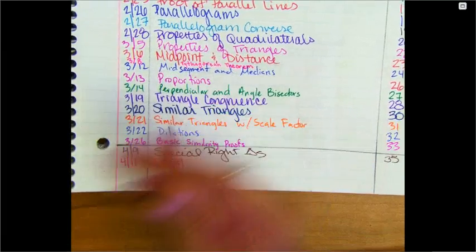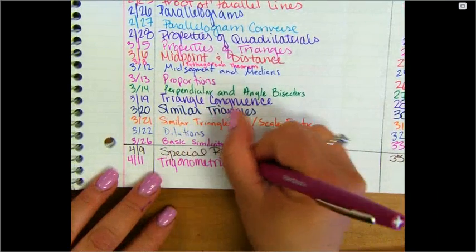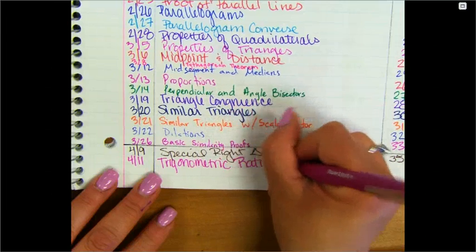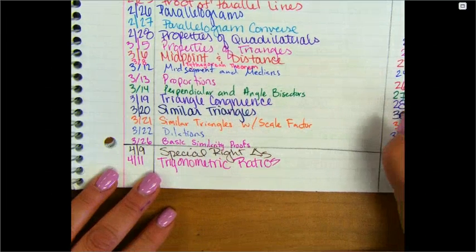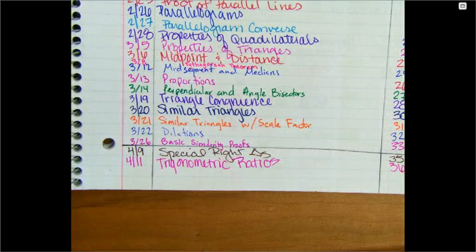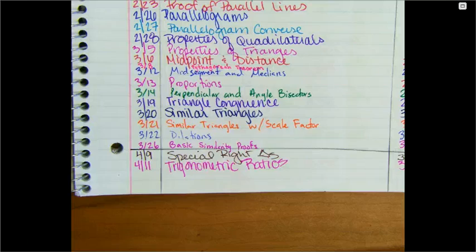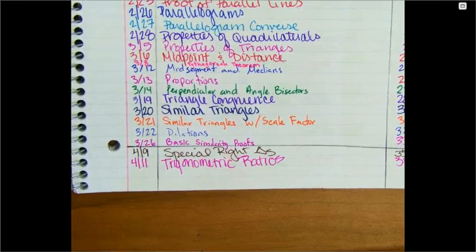Trigonometric. I can never spell this word. Ratios. I am going to write trig in a second. Okay? All right, let's do this.